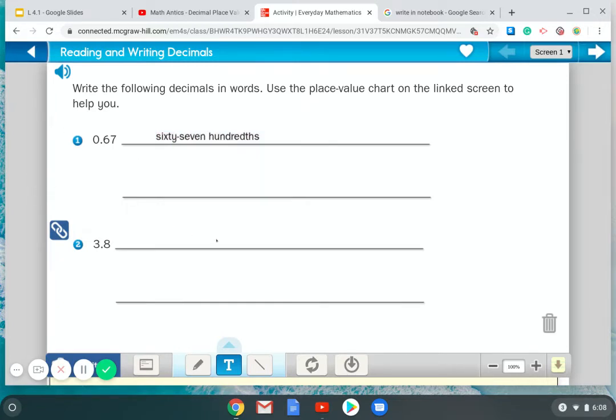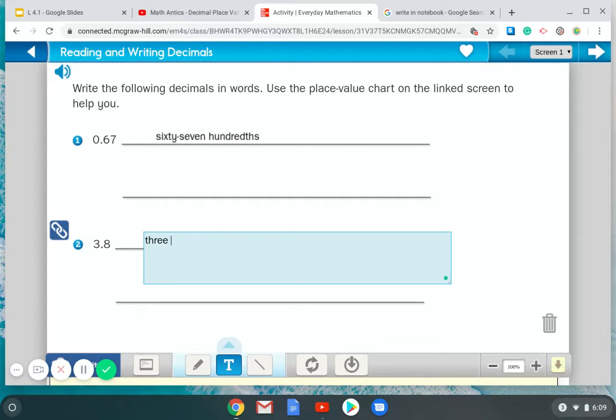For the second value, I see that again starting at the decimal point, I have the 3 to the left in the ones place and the 8 to the right of the decimal in the tenths place. So I would go ahead and start with the 3, decimal point and 8, and finish with the place value at the end, tenths.